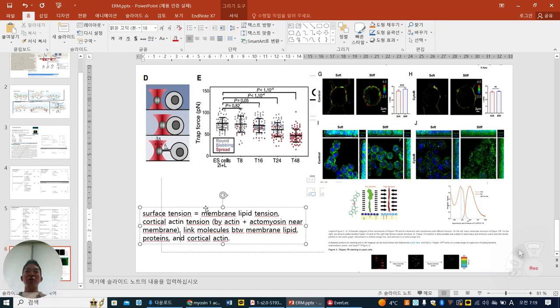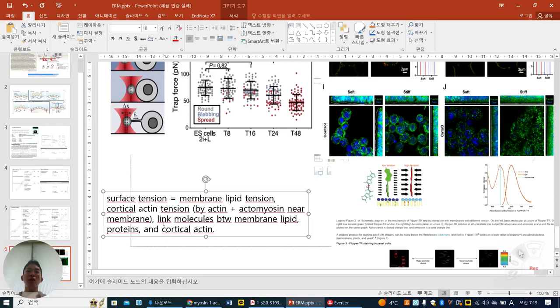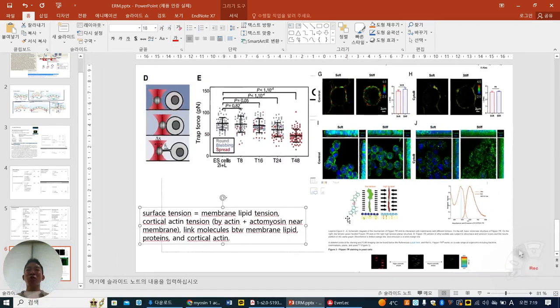So in summary, people think that when we think about the total surface tension, it is membrane lipid tension itself, cortical actin tension by actin and actomyosin near the membrane, and link molecules between membrane lipid, protein, and cortical actin. One of them is ERM protein. So this is the introduction of our ERM protein and cell membrane tension.